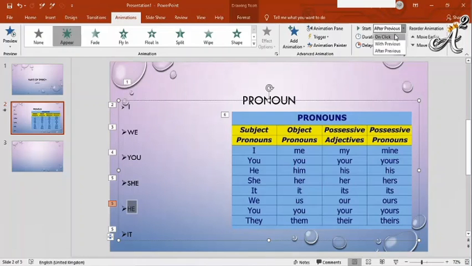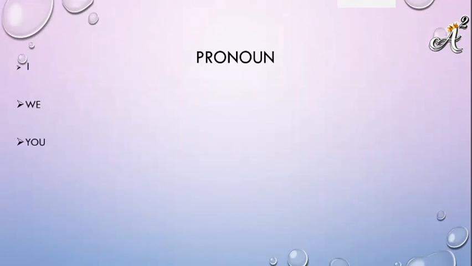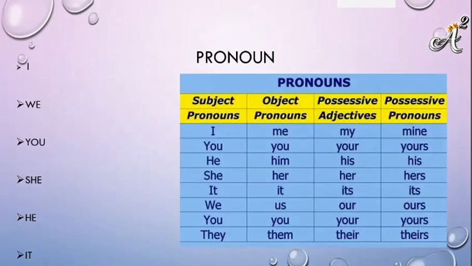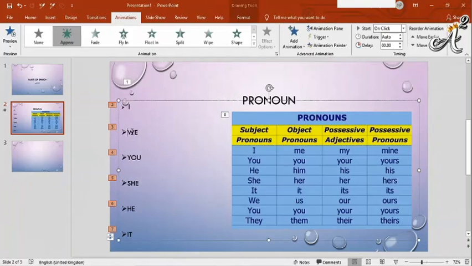I'll give you a quick preview of how it looks after. I'm going to go to slideshow, and you saw that I, we, you, she, he, it came separately once I clicked on the right arrow button. Okay, so the first one, let it be on click.